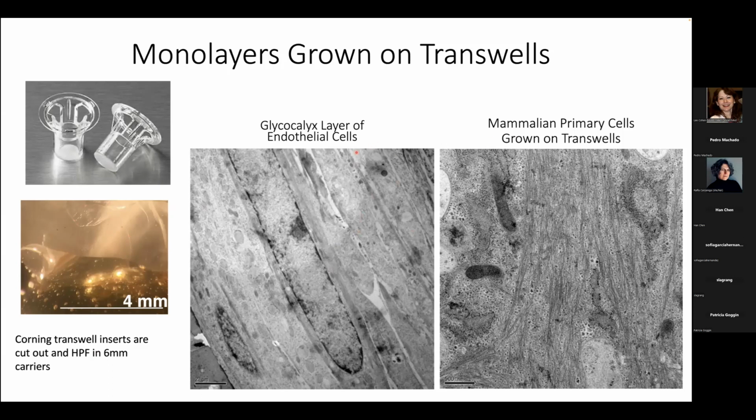Here are two examples. One was a study looking at the glycocalyx layer of endothelial cells. I'm not showing it in here, but here's the layering that we got off of that. And this was a mammalian primary cell culture grown on Transwells. They laid them down, and here's this nice actin field. I think this group was looking at tight junctions, so we were looking at the cells that are grown together on this layer.